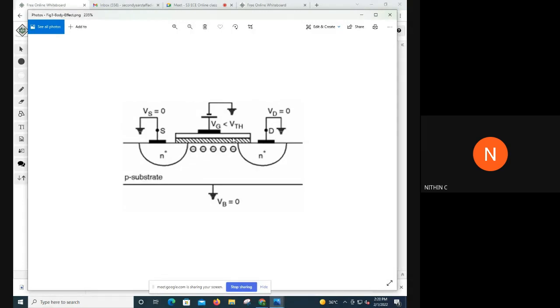Tell me that. The voltage VG I am applying is a positive voltage, but at the same time that is less than VTH. Then which will be the mode of operation? If I am applying a positive voltage and the voltage applied is less than VTH, which will be the mode of operation of the MOS capacitor?